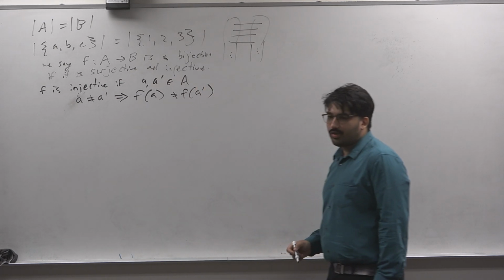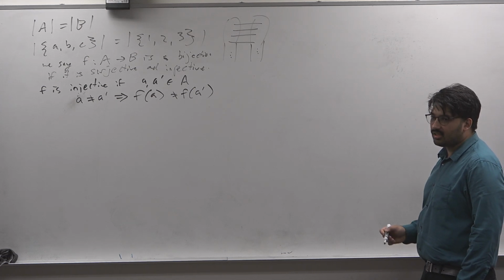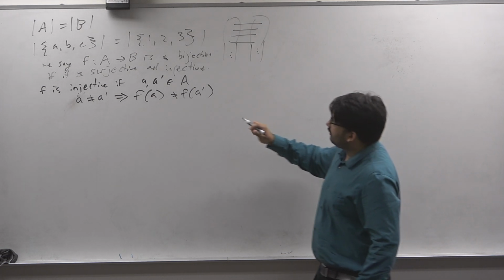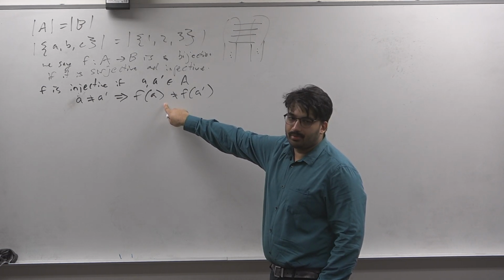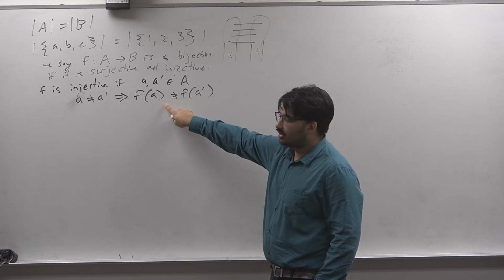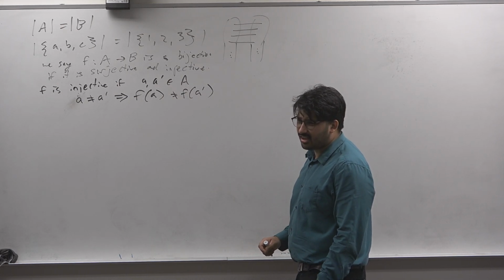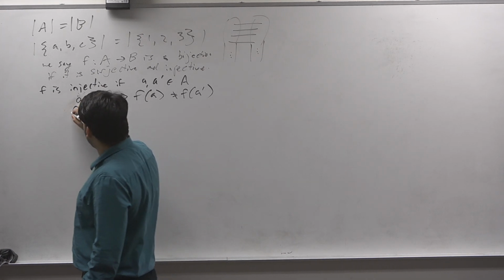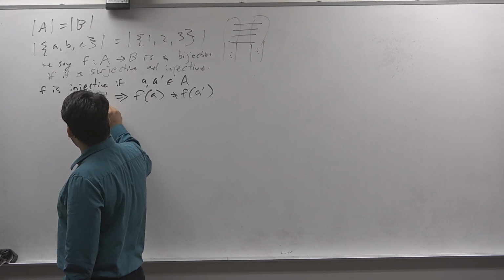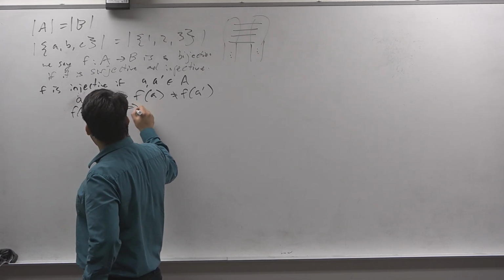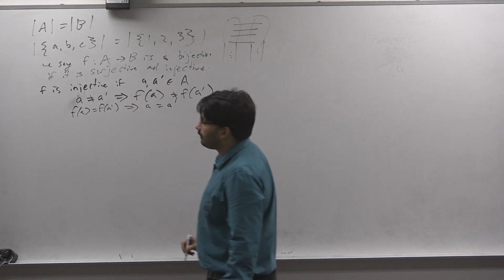Right? So if A and A prime are distinct in the domain, then after you perform the map, they will be distinct in the codomain. Right? More usefully than this definition is the contrapositive, which is that if f of A is equal to f of A prime, that implies that A equals A prime. Right?